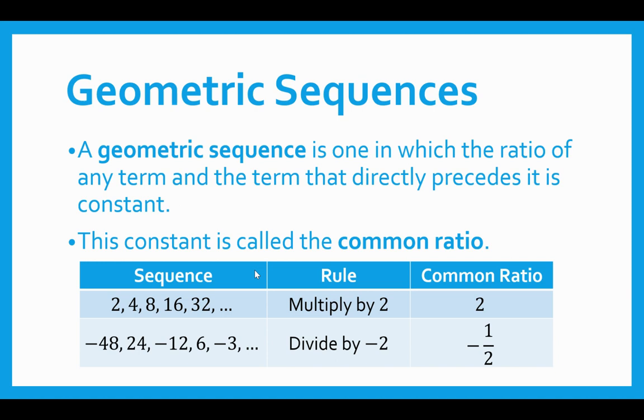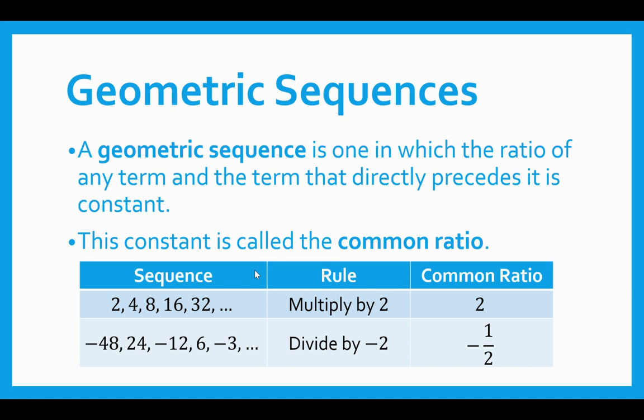So on the example down here in sequence 2, 4, 8, 16, 32, we take the previous number and we multiply it by 2 to get the next number. So 2 times 2 is 4, 4 times 2 is 8, 8 times 2 is 16, etc. So the common ratio, and we use the letter R for ratio, is 2.